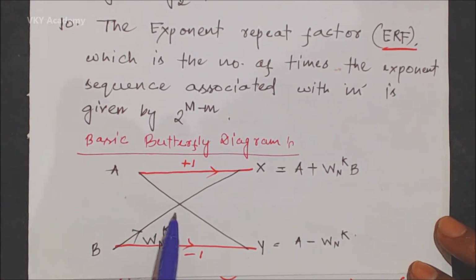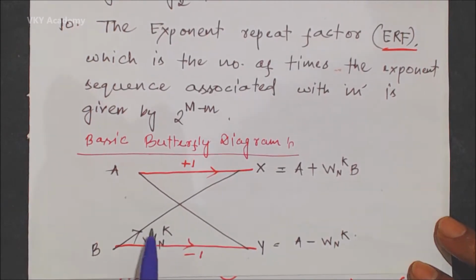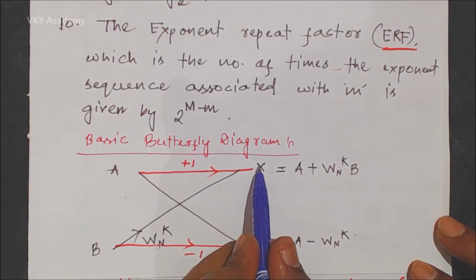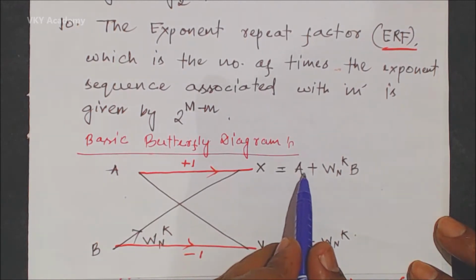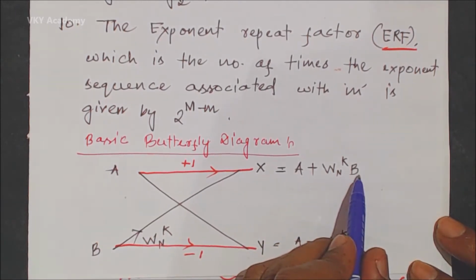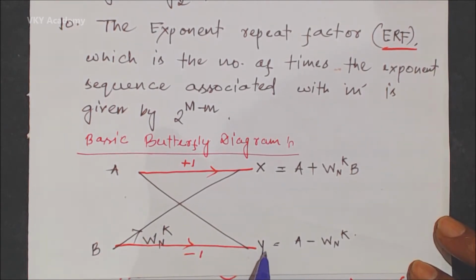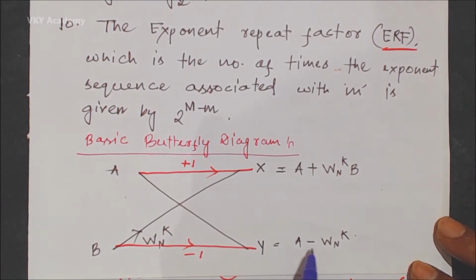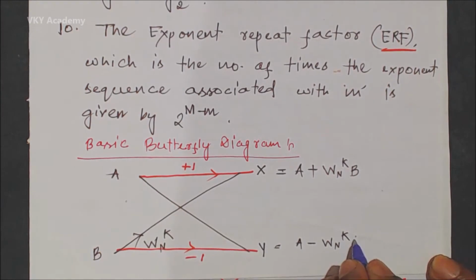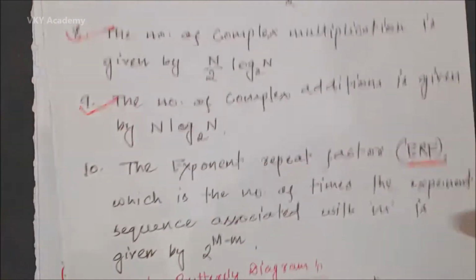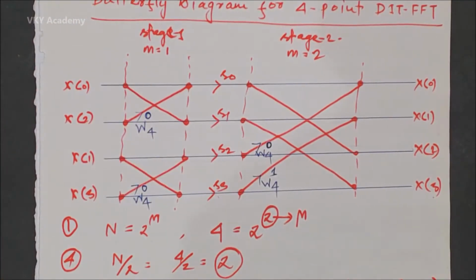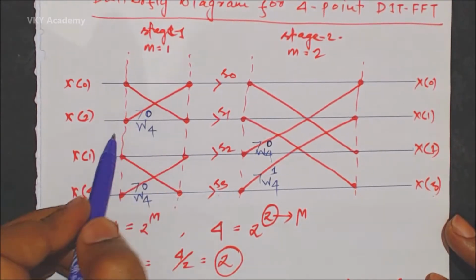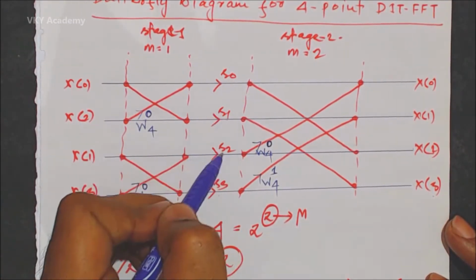So this is the basic butterfly diagram for DIT FFT algorithm, and this one we have already discussed in the previous session. Now if the inputs are A and B, then the first output X, or you can see the upper output X, will be first input plus twiddle factor into second input. Output Y will be equal to first input minus twiddle factor into second input. So by looking at the butterfly diagram, let us find out the value of S0, S1, S2 and S3.